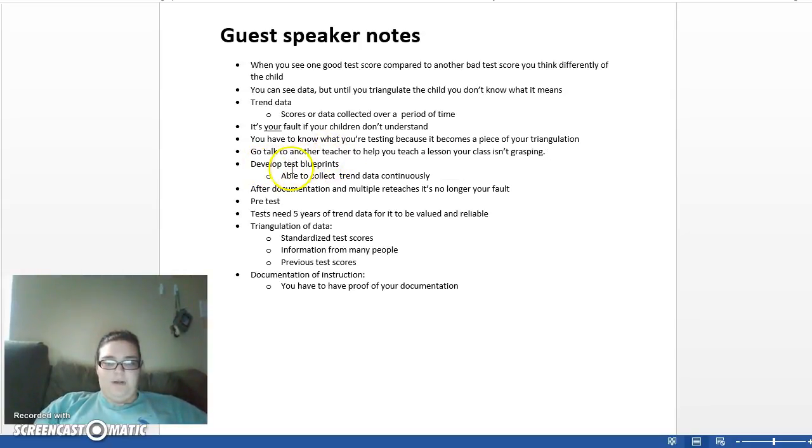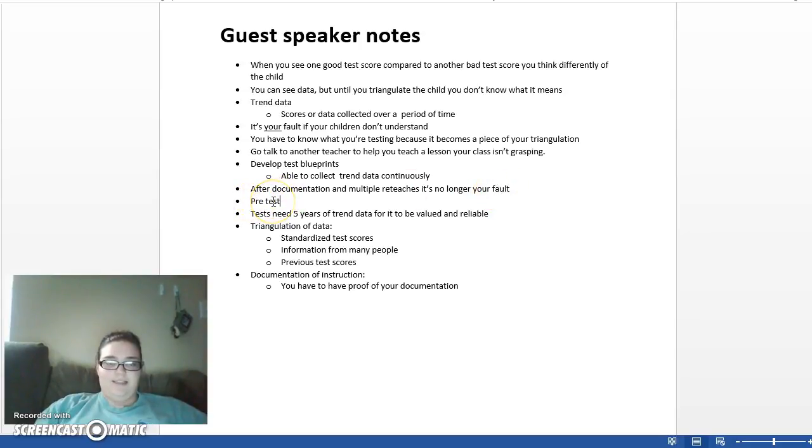And develop test blueprints, and you're able to collect trend data continuously. I love the idea of test blueprints now. I think that it's such a cool idea. I know it's so long and it's such a tedious process, but I think that it gives you so much documentation, and if you have to defend yourself, you have something to cover yourself with. After documentation and multiple reteaches, it's no longer your fault.